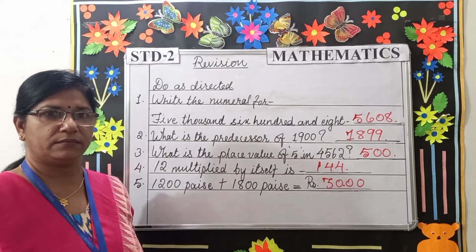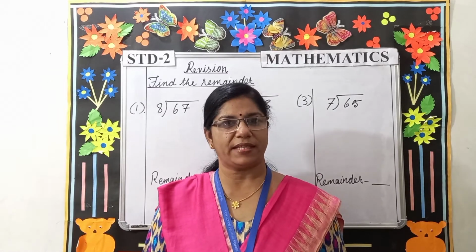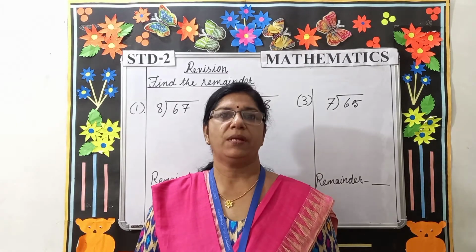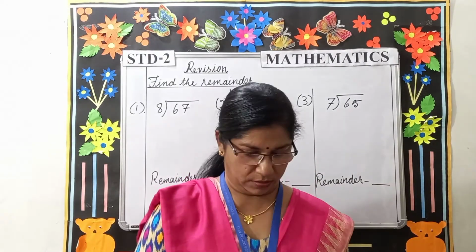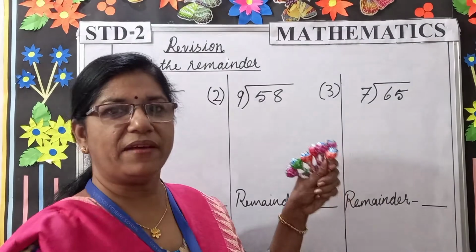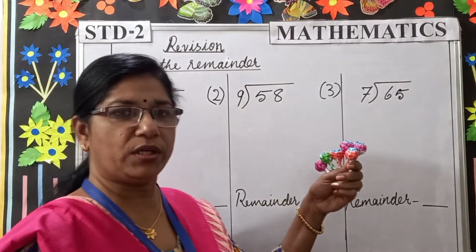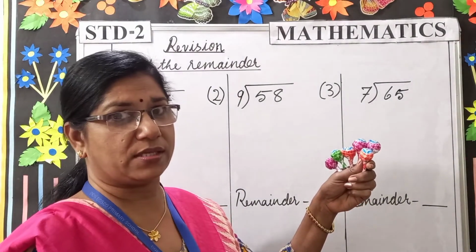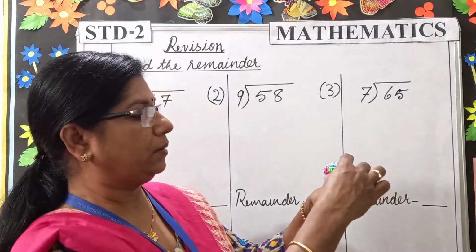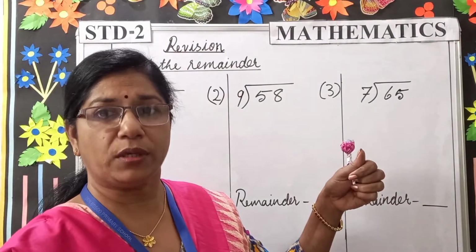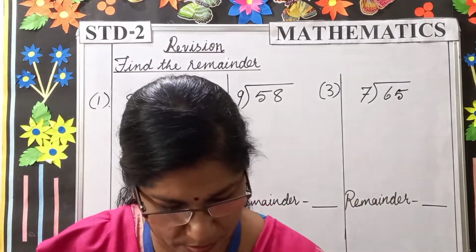Okay, children? Our next topic is division with remainder. Division is equal sharing or equal distribution. But sometimes we cannot divide equally. Let's see some examples. Here I have 7 lollipops. Can you see, children? Do you like it? Yes. I have to distribute it equally among 3 students. Let's see. 1, 2, 3. When I distributed 2 each, 1 is left. This is called remainder. Let's do one more example.